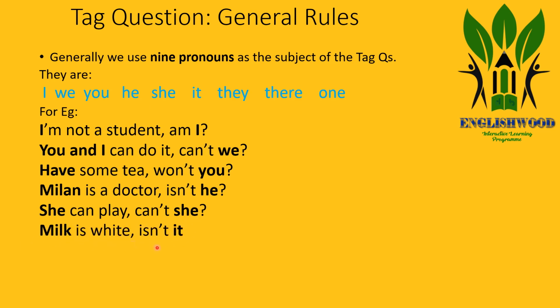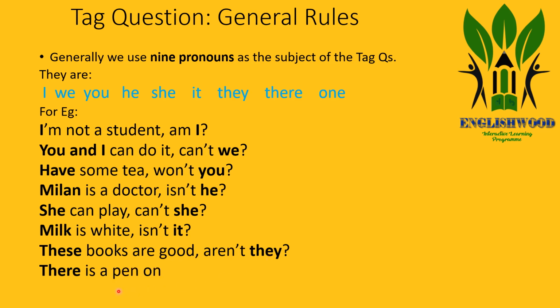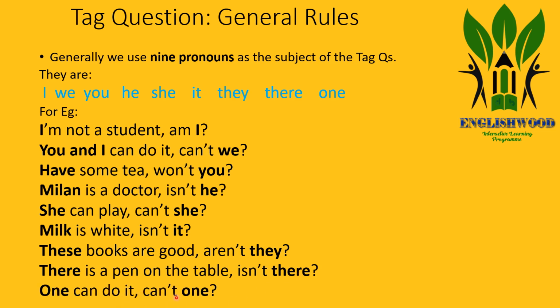Milk is white, isn't it? These books are good, aren't they? There is a pen on the table, isn't there? One can do it, can't one? So in this way, these bold words are the 9 pronouns that we use in question tags.